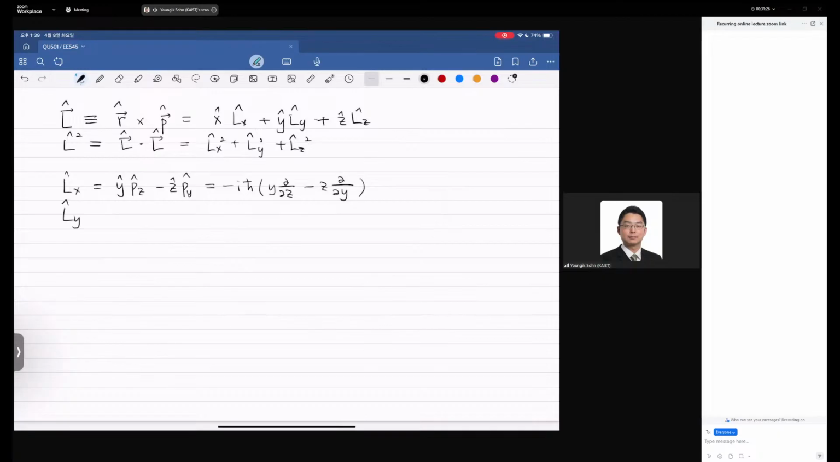Ly operator, Lz operator, we can do the exact same thing. z px minus x pz, z x minus x z. Let me quickly just repeat this. x py minus y px operators, which you can also write like this.